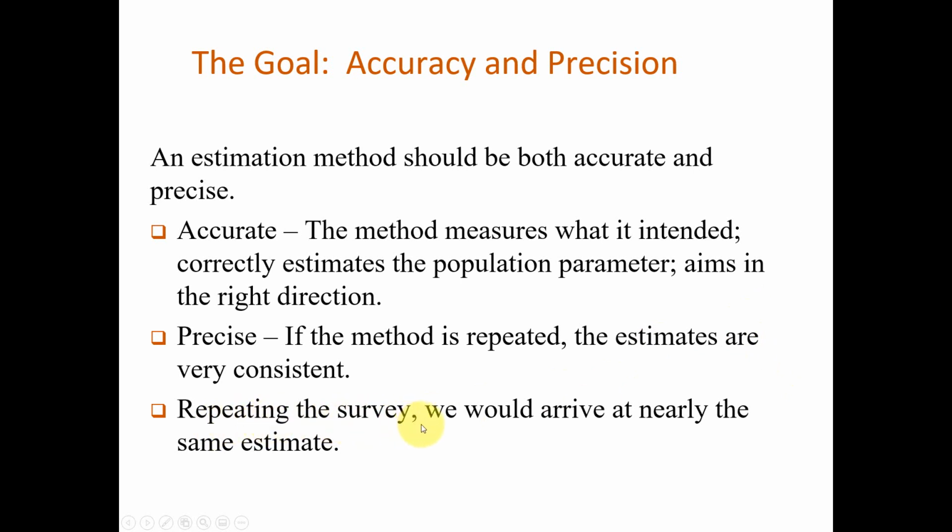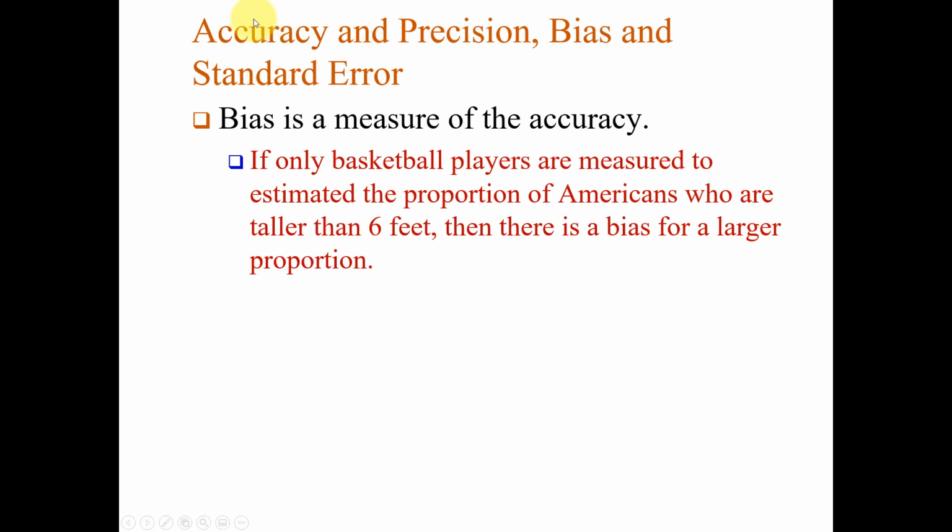So in repeating the survey, we would arrive at nearly the same estimate. So accuracy and precision, which are bias and standard error. So bias goes with accuracy, while precision goes with standard error. Bias is a measure of the accuracy.